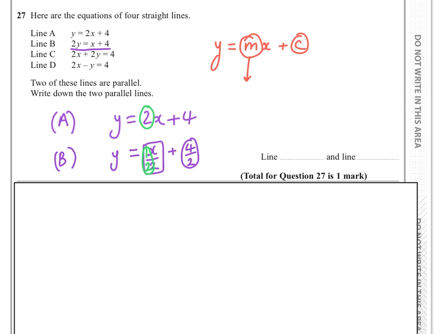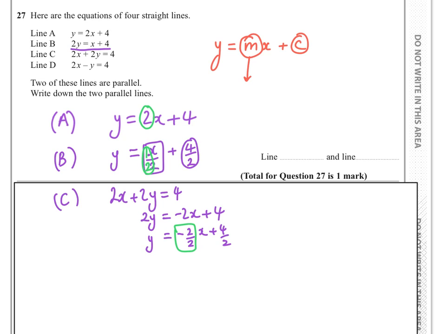So they're not the same so far. So line C, well, we've got to do a bit of work on this one. We get 2x plus 2y equals 4, which is the same as 2y equals minus 2x plus 4, which is the same as y equals minus 2 over 2x plus 4 over 2. Notice I'm not cancelling here just yet. I'm not bothered about the intercept, I just want to look at the gradient, and we have minus 2 over 2, which is the same as negative 1.